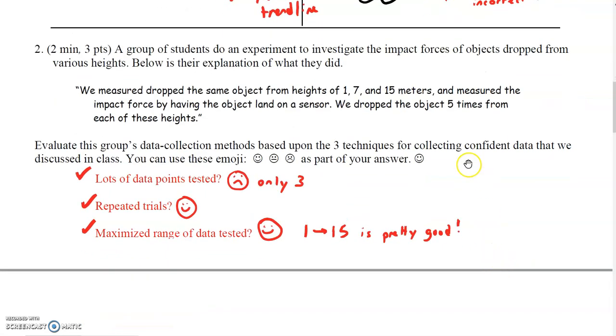Number 2 is a review problem. In this group they did 1, 7, and 15 meters for different heights, and then they measured the impact force, which they didn't give us. They dropped it 5 times for each of these heights. So they did repeated trials. The maximized range is pretty good, it's 1 to 15, but they only did 3 different heights, so that was a weakness. There's 1 point for each of those. I'm not necessarily grading the frowny face here, it's just did you evaluate it based on these 3 criteria.